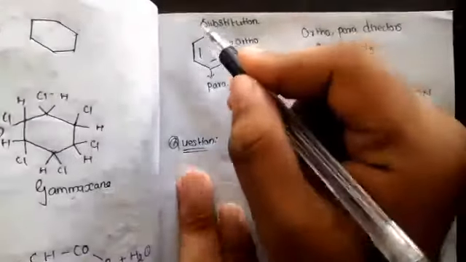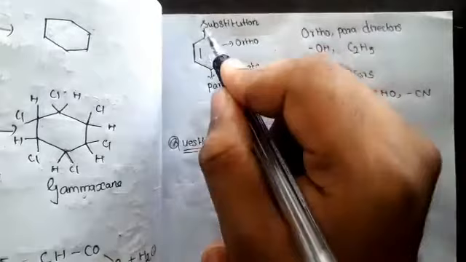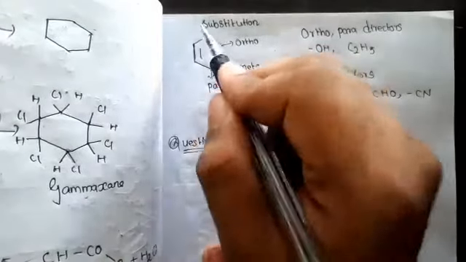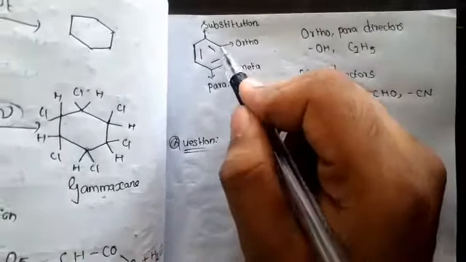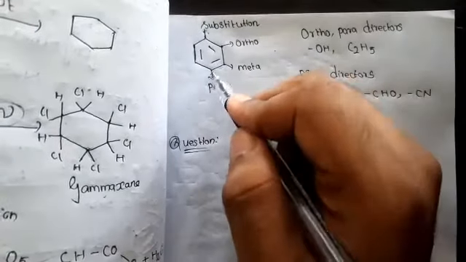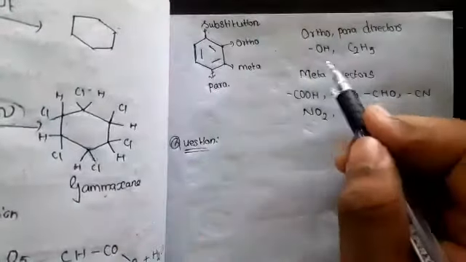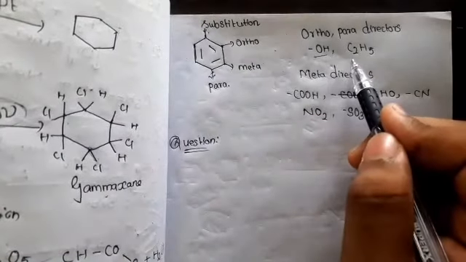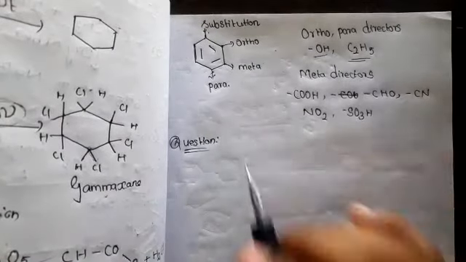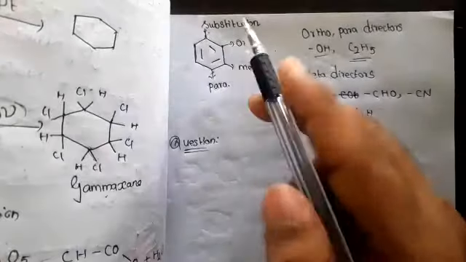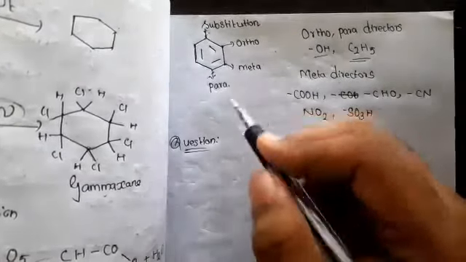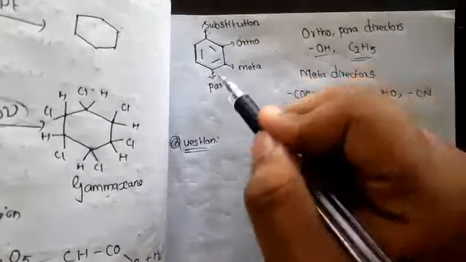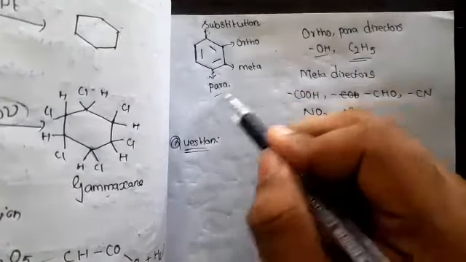So finding the ortho, meta, para products: if there is any substitution here, that may be phenol, CH3, carboxylic acid, this is a functional group, this is the ortho, this is the meta, this is the para position. So ortho-para directing groups are phenol and any alkyl group; they give the product at ortho and para, and they do not form product at meta.